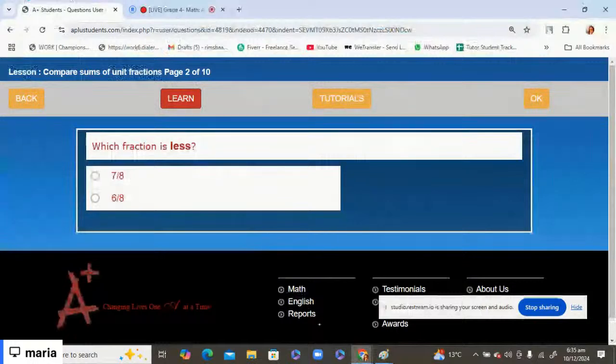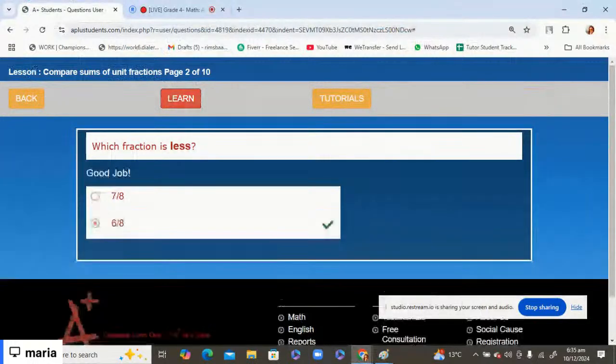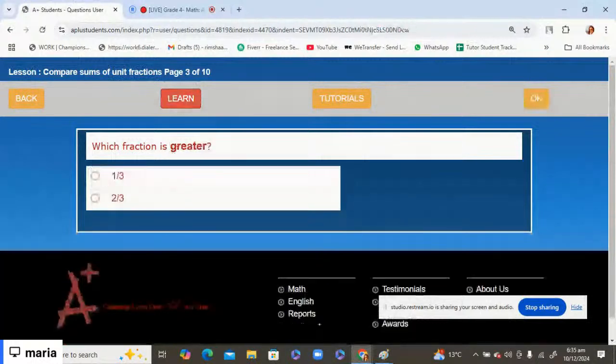So which fraction is less? 6 by 8 is less as compared to 7 by 8 because 7 by 8 is the greater fraction. Which fraction is greater? The 3s are the same, so it means that here is 1 and here is 2. So 2 by 3.